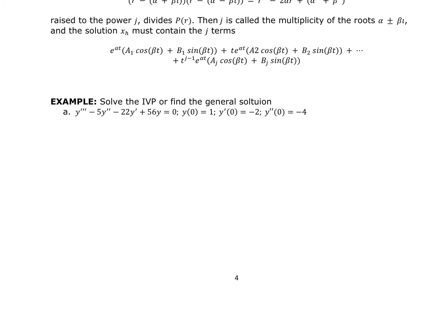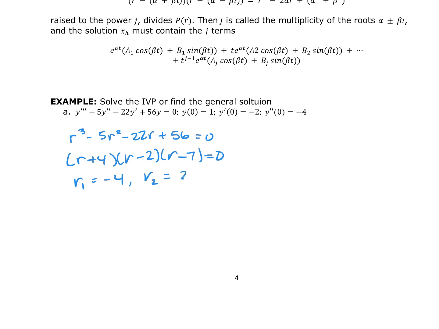My characteristic polynomial is r to the third minus 5r squared minus 22r plus 56 is equal to 0. Now you would go back to your pre-calculus 1 skills for finding the roots of polynomials. Crack open that pre-calculus 1 book, chapter 3 if you're using OpenStax. I am just going to tell you what this factors into: r plus 4, r minus 2, and r minus 7 is equal to 0. That tells me my r sub 1 is equal to negative 4, my r sub 2 is equal to 2, and my r sub 3 is equal to 7.